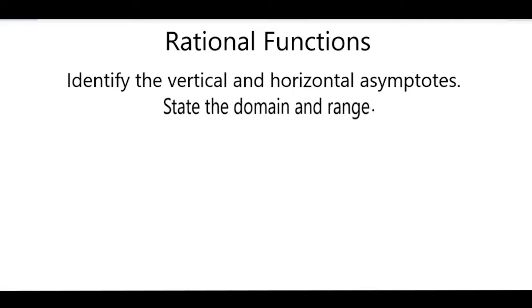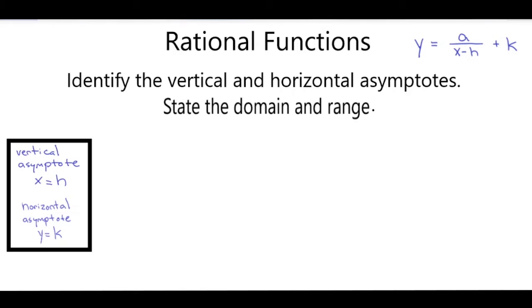Okay? So remember, a rational function is of the form y equals a over x minus h plus k. And the way we find our vertical and horizontal asymptotes is we find the values of h and k. So let's say we have the equation y equals 3 over x plus 2. All right? And I need to find the value of h and k to find my vertical and horizontal asymptotes.